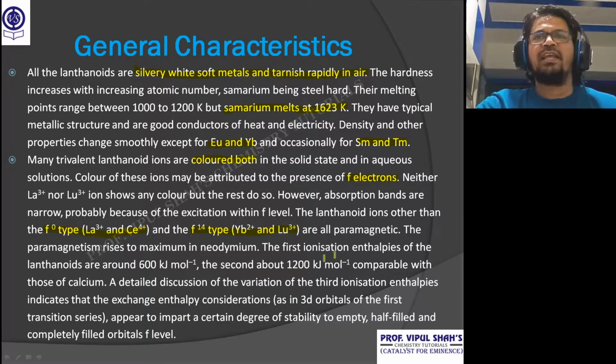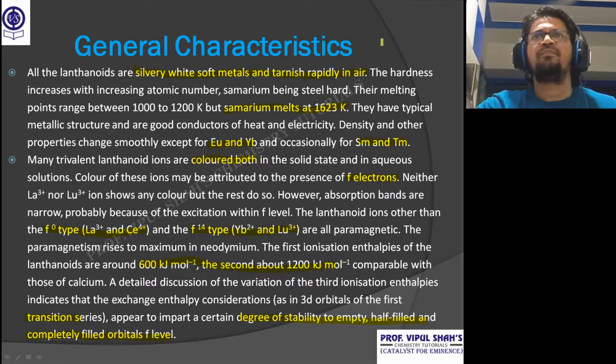Then the first ionization values, it says, are around 600 kilojoules. The second goes to somewhere around 1200, comparable to those of calcium. And the third ionization value indicates that the exchange enthalpies, as in the case of 3D orbitals of the transition series, appear to impact a degree of stability of empty, half-filled and completely filled orbitals. So in the third ionization enthalpy, it is talking about the stability rule. That is, the empty, half-filled and completely filled orbitals are more stable than the incomplete orbitals.